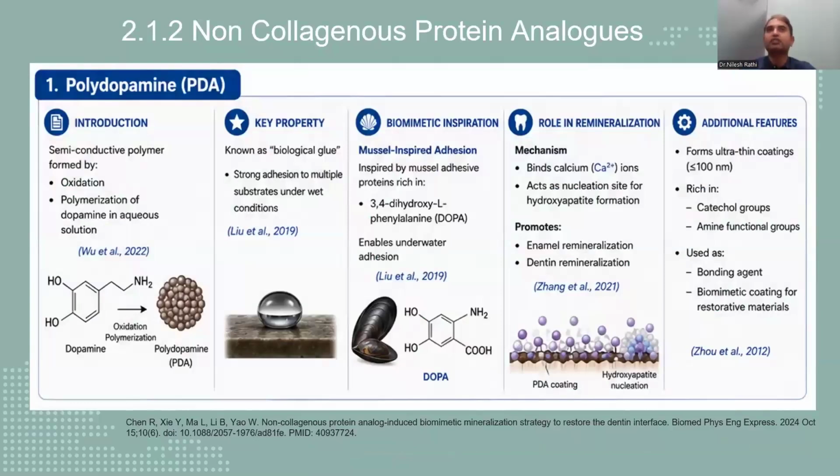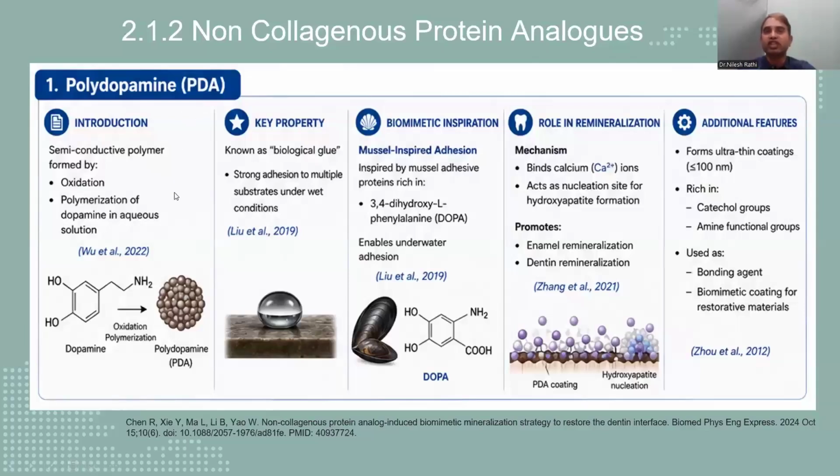Coming to the next part, it is 2.1.2, which is non-collagenous protein analogs. Non-collagenous protein analog means bottom-to-top remineralization. Bottom-to-top remineralization means first we will be repairing the collagen bundle, then we will have some amount of proteinous adhesive, which will help us to have adsorption or absorption of the calcium and phosphate ions. So polydopamine is one of the strongest adhesives which helps us for remineralization.